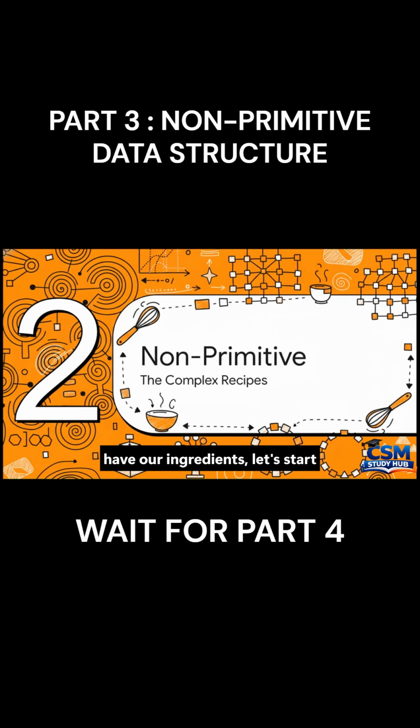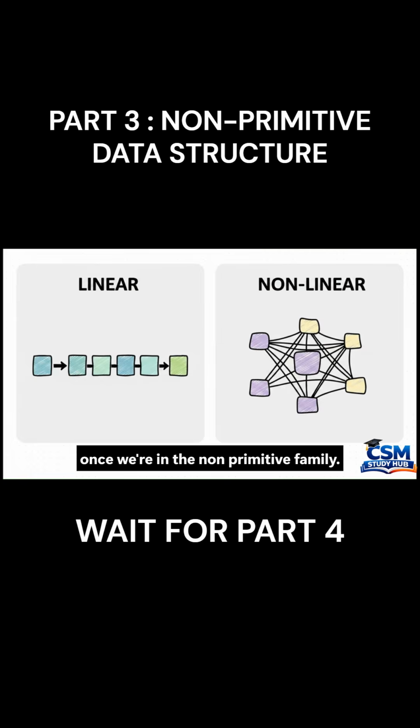Okay, so now that we have our ingredients, let's start cooking. This is where we get into the really powerful stuff, the complex structures that programmers design to handle much more sophisticated data. And once we're in the non-primitive family, we hit another major fork in the road. On one side, you have linear structures, where data is laid out nice and neat, one thing after another. And on the other side, you have nonlinear, where things get a little wild and data can connect in all sorts of crazy ways, kind of like a spider web.